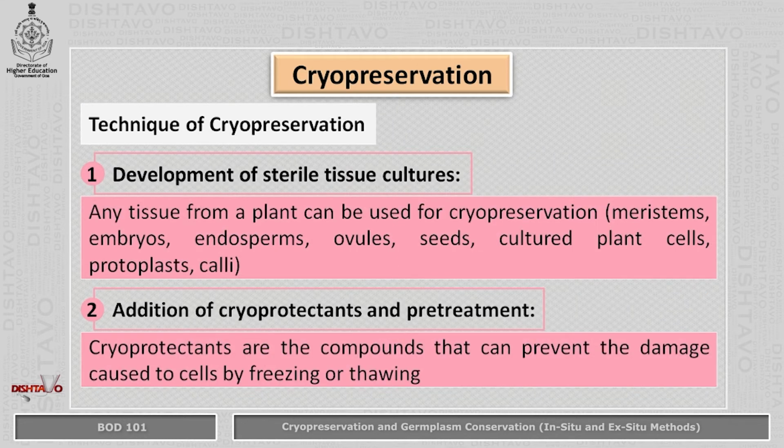Technique of cryopreservation. Cryopreservation of plant cell culture followed by the regeneration of plants broadly involves the following stages. Development of sterile tissue cultures. Any tissue from a plant can be used for cryopreservation. Addition of cryoprotectants and pre-treatment. Cryoprotectants are the compounds that can prevent the damage caused to cells by freezing or thawing.